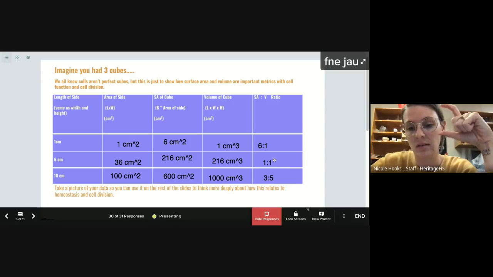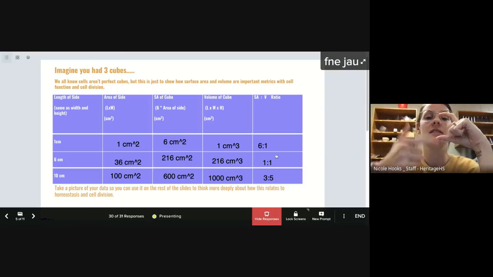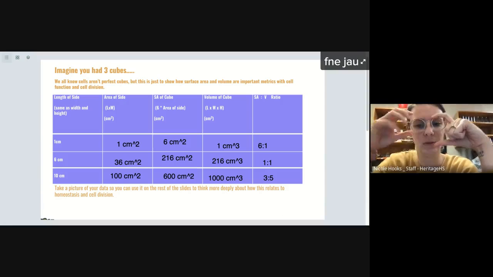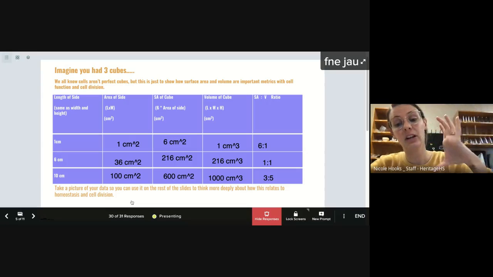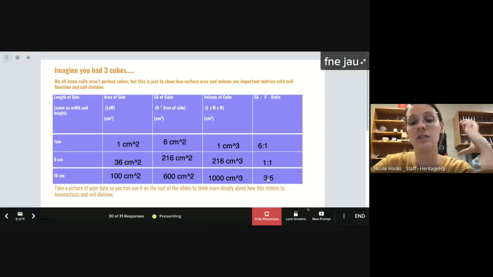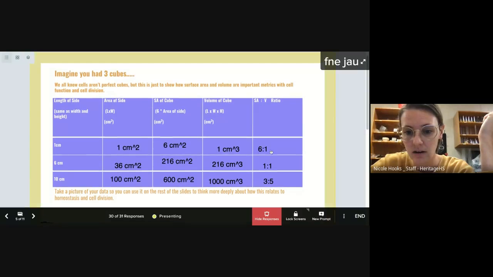is 1 to 1. It means the surface area on the outside equals the amount of stuff inside, the volume inside. And then as it gets even bigger, now the volume inside is bigger than the surface area outside. And so the ratio is smaller because the denominator is bigger, right? Because this one right here is 6 if you divided that out. This one is 1. And this one is 0.6, so it's smaller.